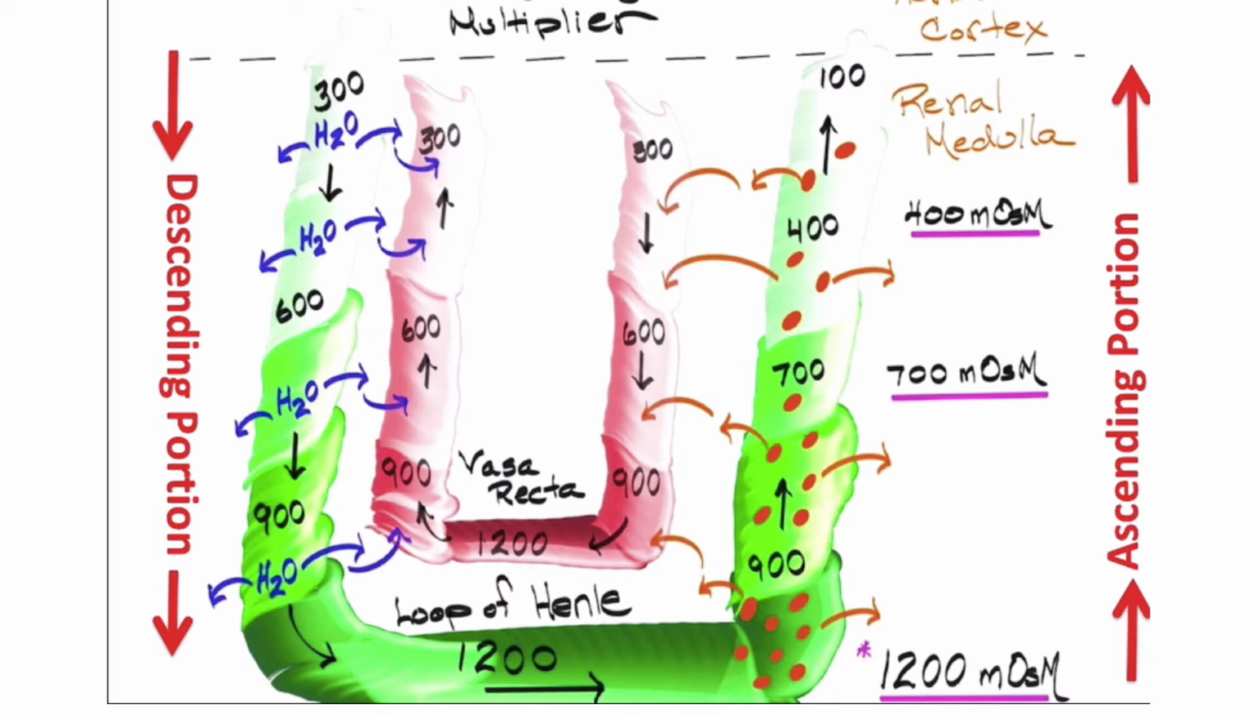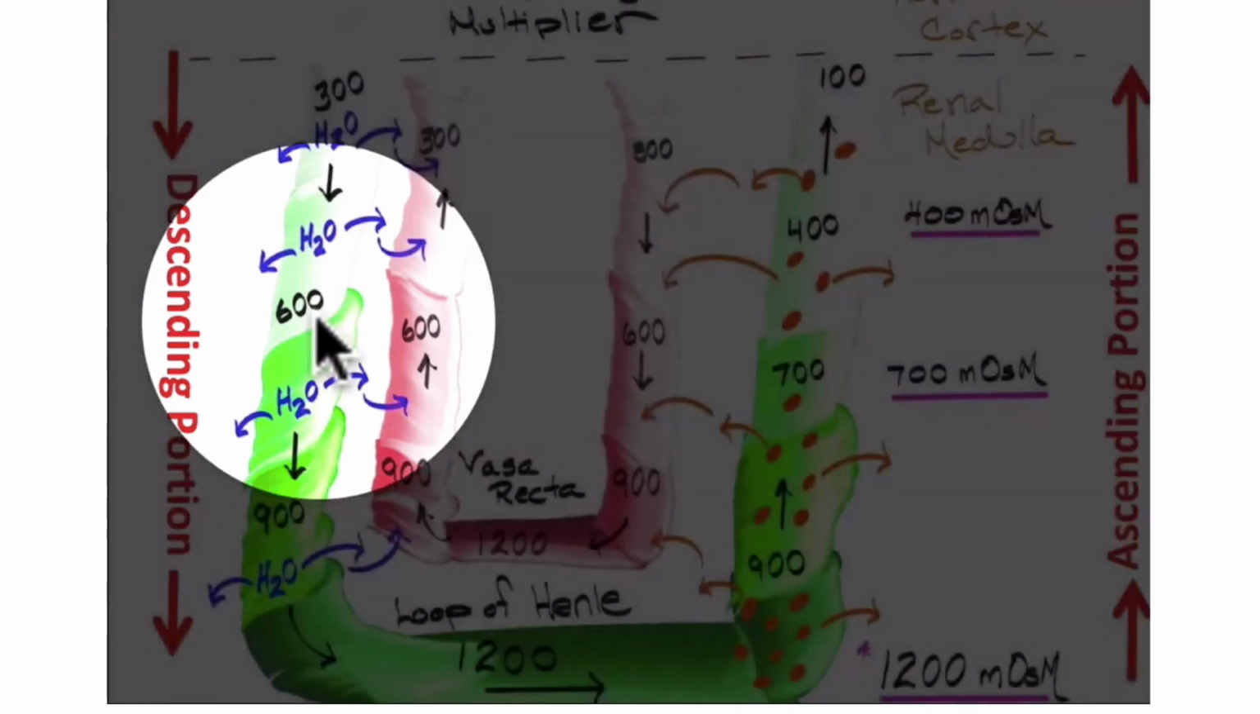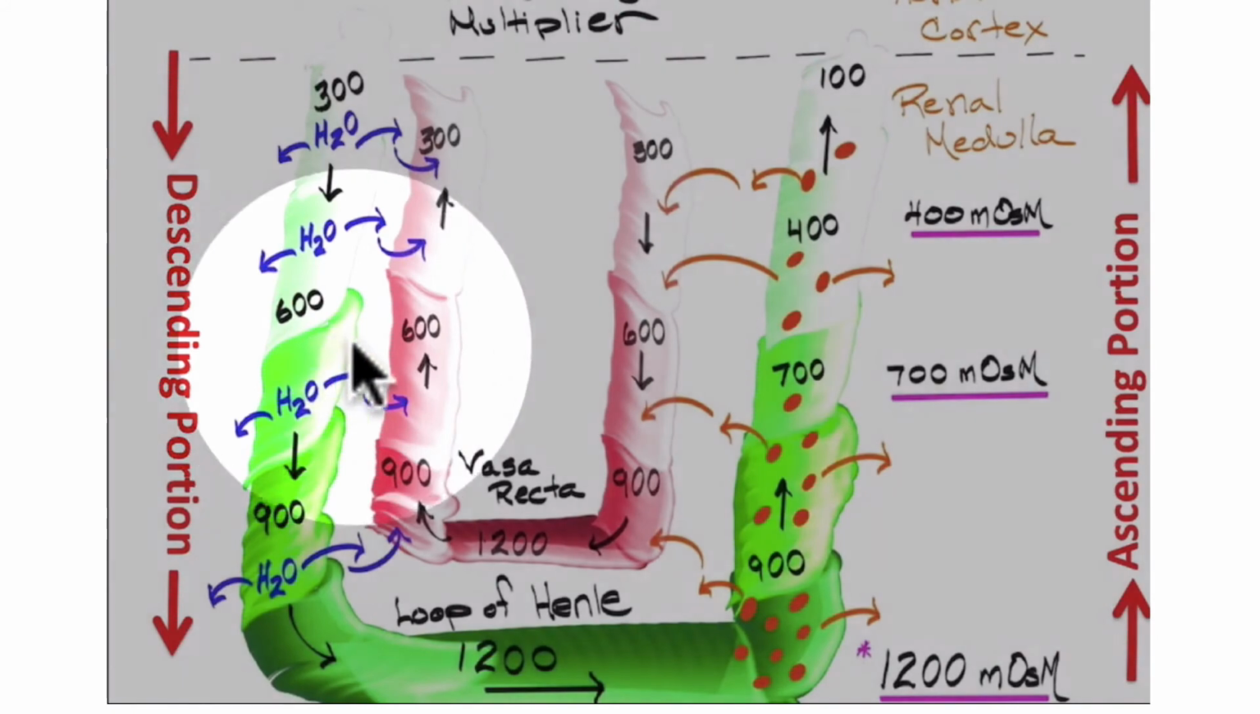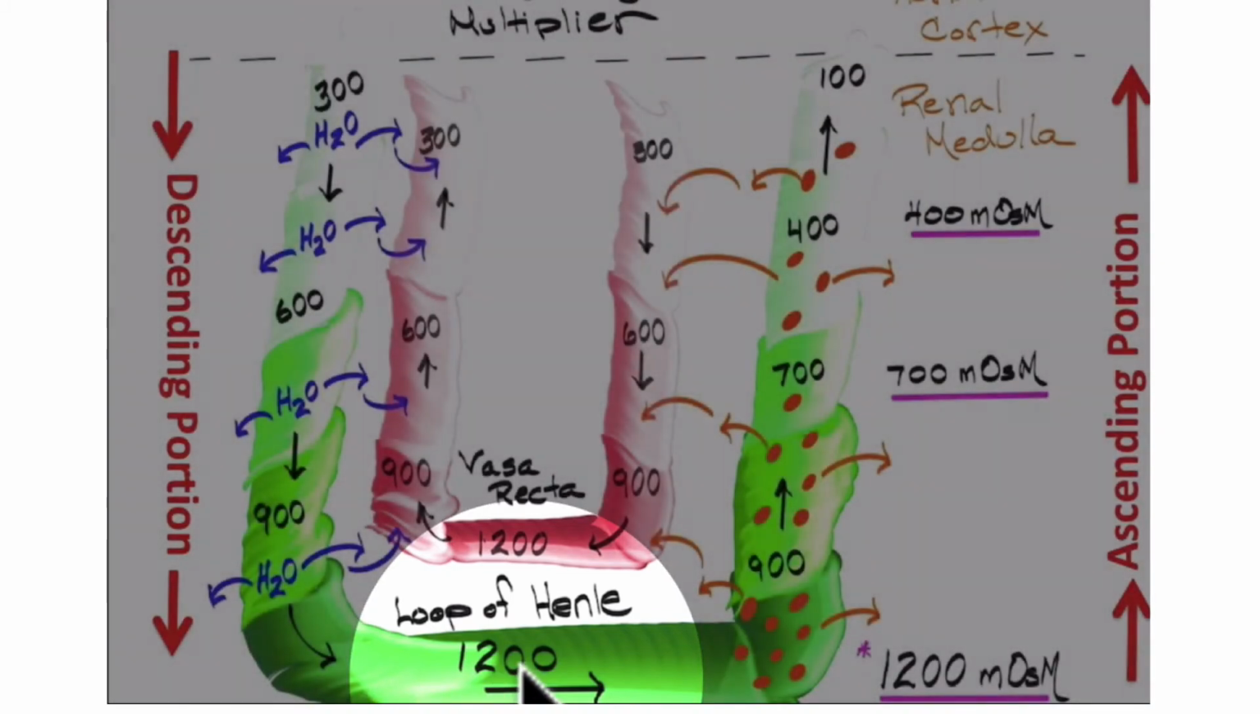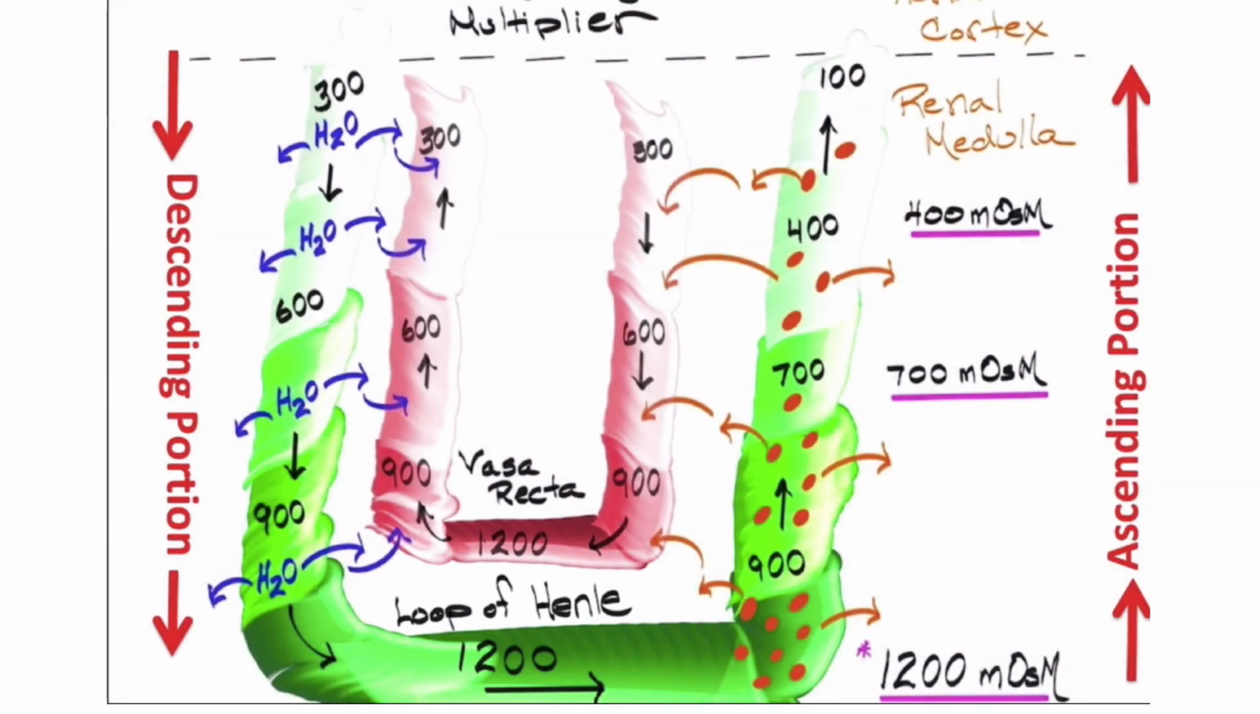But as the descending limb of the loop of Henle loses water, the filtrate in this portion of the loop of Henle starts to become concentrated in solutes until we get to the very bottom and it's hyperosmotic. It has an osmolarity of about 1200 milliosmoles. And that is all due to the departure of water from the descending portion of the loop of Henle.